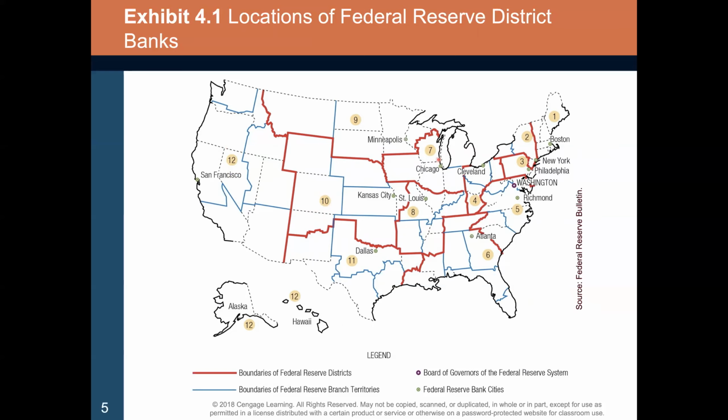And so you can see the different districts, and New York is, as mentioned, the most important one. So these are the boundaries. The red lines are the boundaries of each district. And then we've got territories within those districts. So these blue lines represent the territory lines. You can see Board of Governors of the Federal Reserve. It's right here in Washington. And then Federal Reserve Bank cities. So San Francisco, Dallas, and so forth.